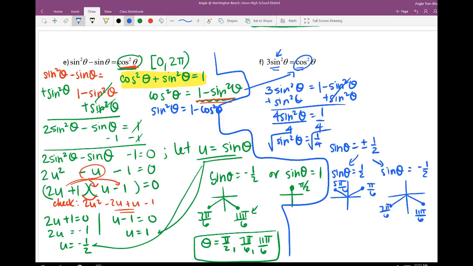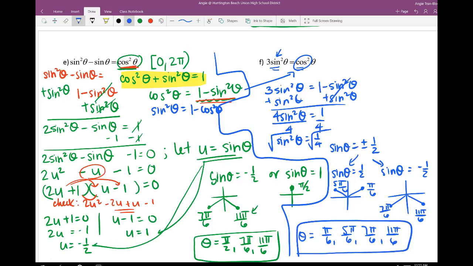So let's write them in. Theta is, smallest to biggest, pi over 6, 5 pi over 6, 7 pi over 6, and 11 pi over 6. And that is my box answer. Now, is that the only way to go about this? No, not really. I can also go this route, right?